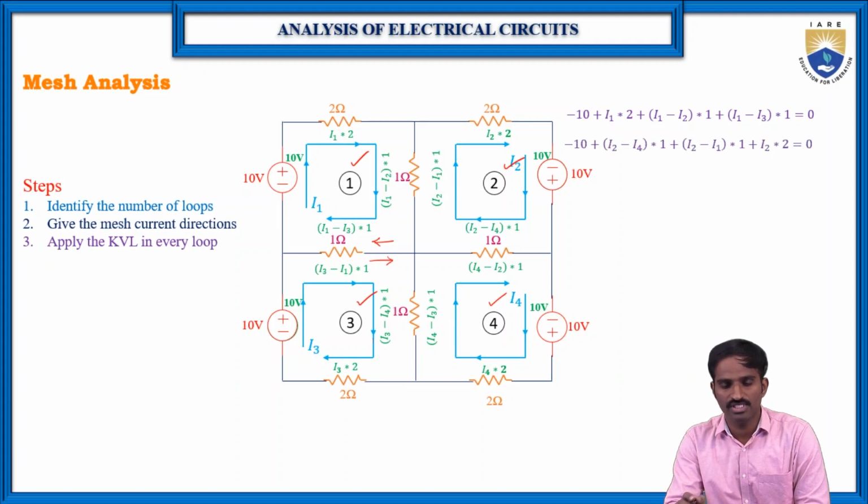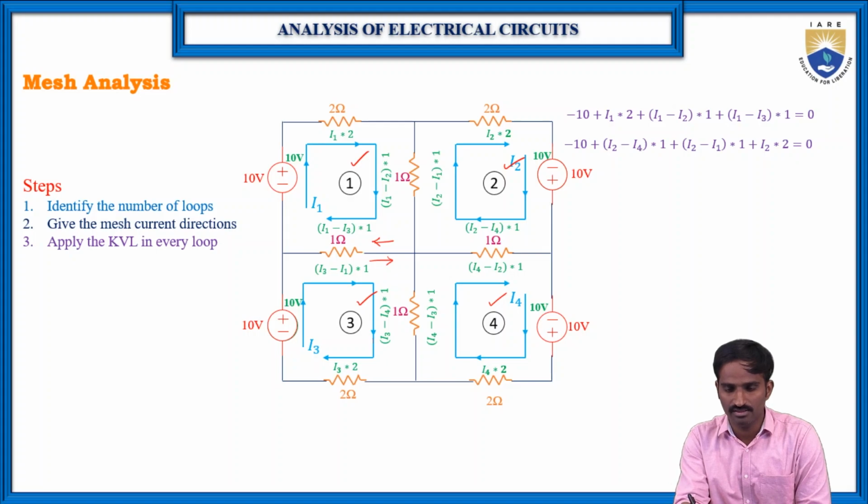Similarly, the equation with respect to loop 2 is again minus 10, because in the same way we start from here. First it is 10, and then the 1 ohm resistor, where the voltage is (I2 minus I4) into 1. Then again a 1 ohm resistor: (I2 minus I1) into 1. And then again this resistor: I2 into 2 is equal to 0.